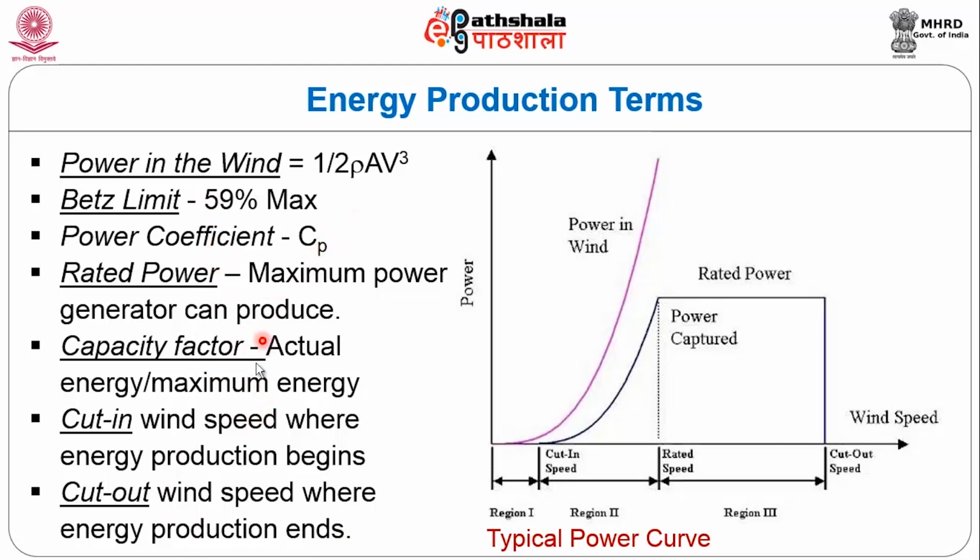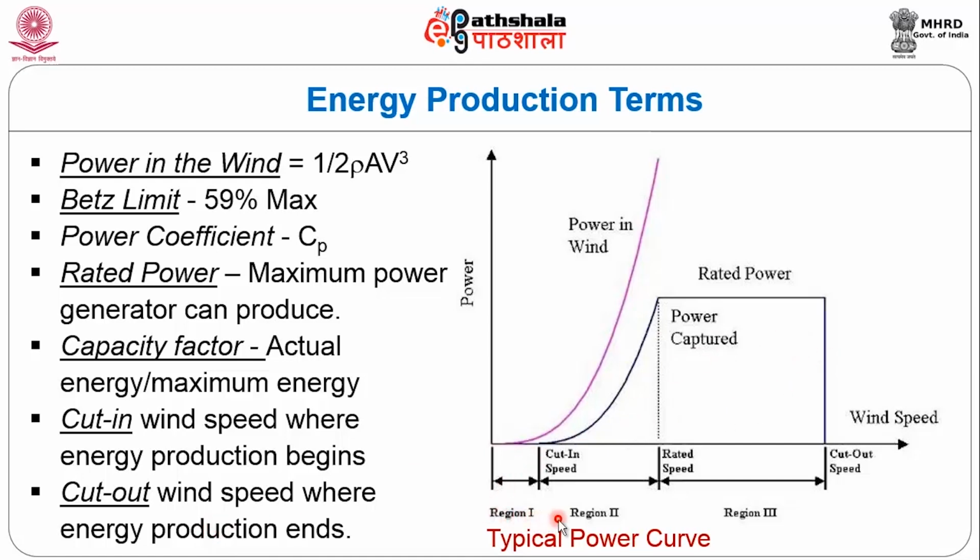rho A V cubed, and rated power is where you can get the maximum power, capacity factor is the ratio between actual energy generated and maximum energy generated, and cut-in speed is the speed necessary to start the machine, and cut-out speed is beyond which production ends. Production will be stopped automatically, otherwise it creates some dangerous problems in the machine.